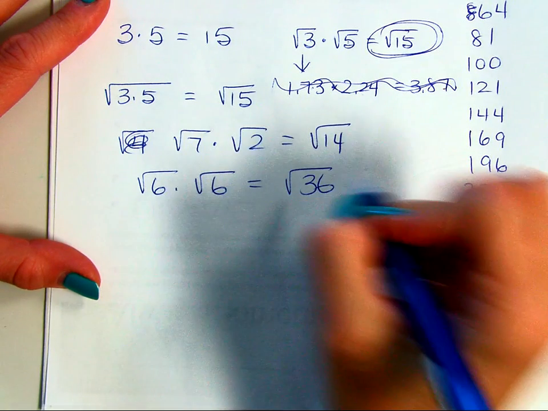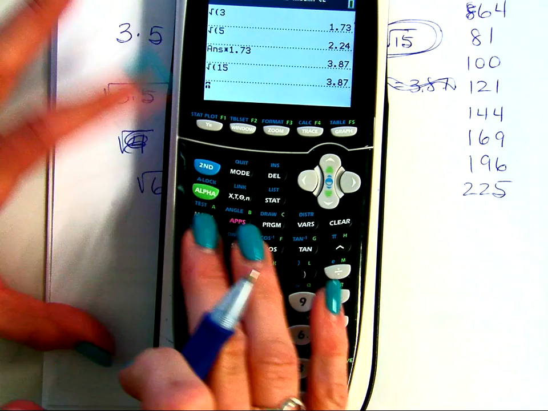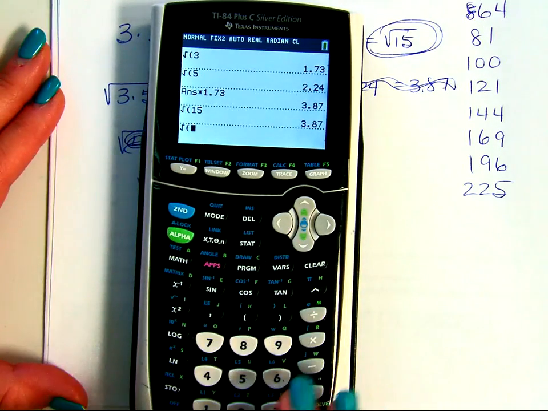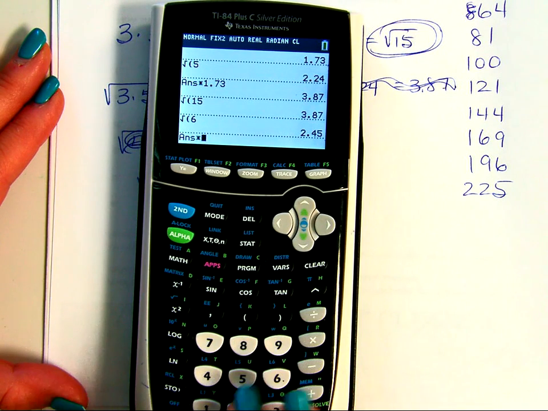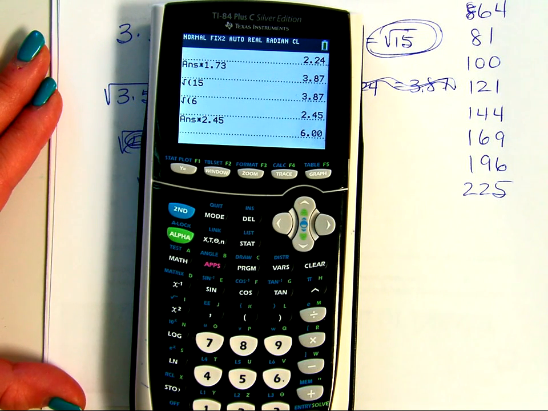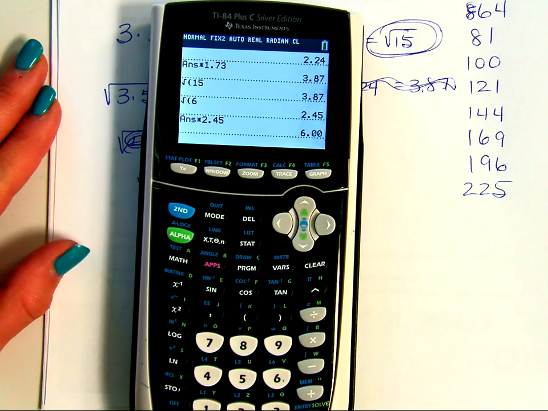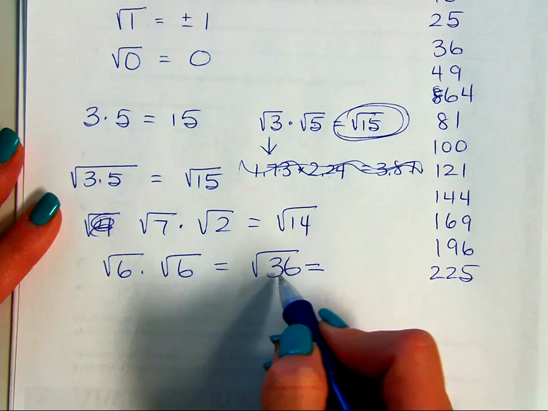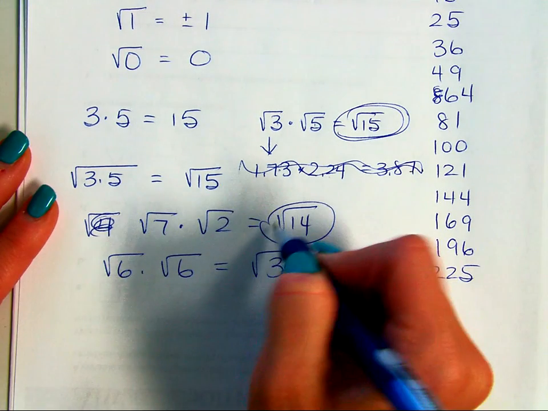Okay? Because the square root of 6 is 2.45. And 2.45 times 2.45 is 6, not 36. You have to be very careful. So, but what's different about 36 than 14 was and 15 was?